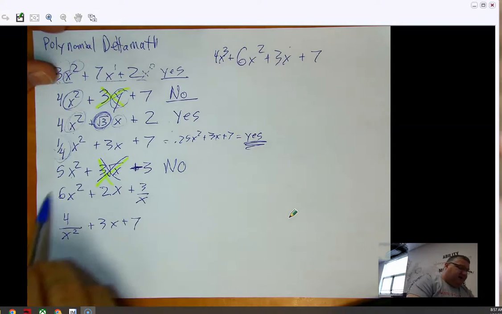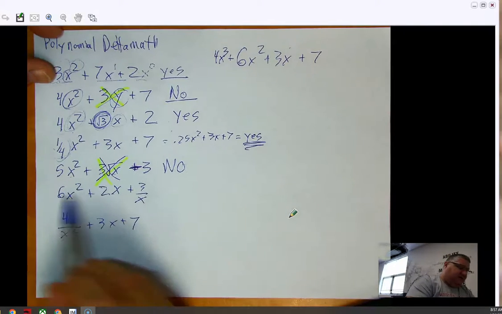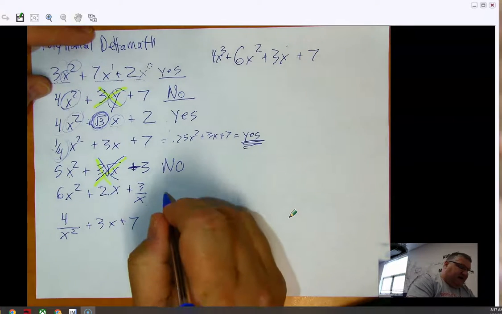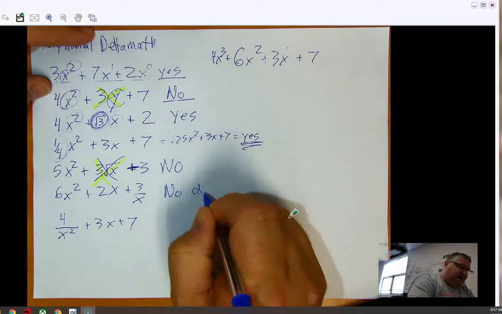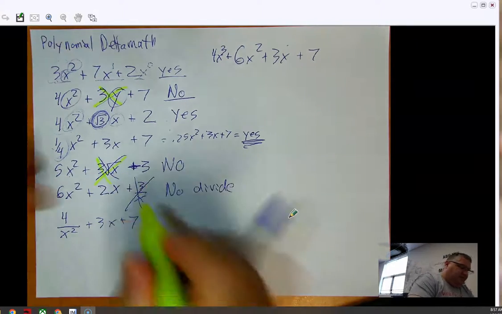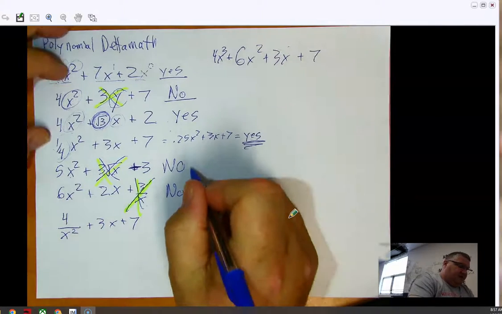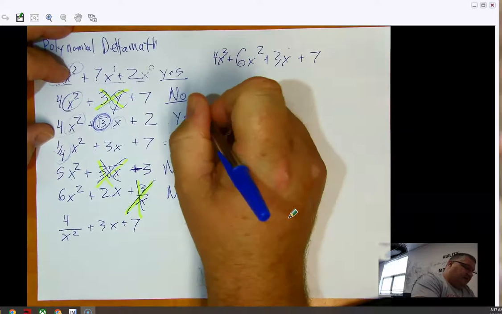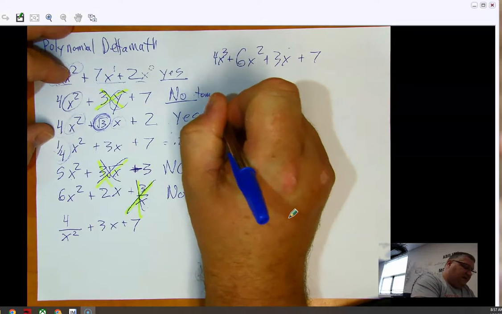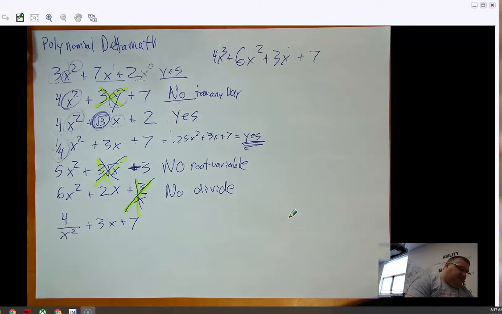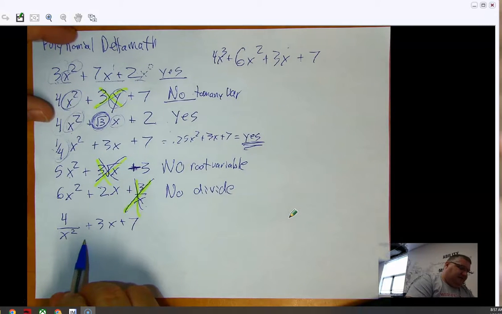Can anybody tell me what the problem is down here? Well, I got a nice x squared, got a nice x, but ooh, I have another x, but it's divide by. We cannot have divide by x. So no divide. Up here, the problem was no root variable. Up here, no, too many variables.